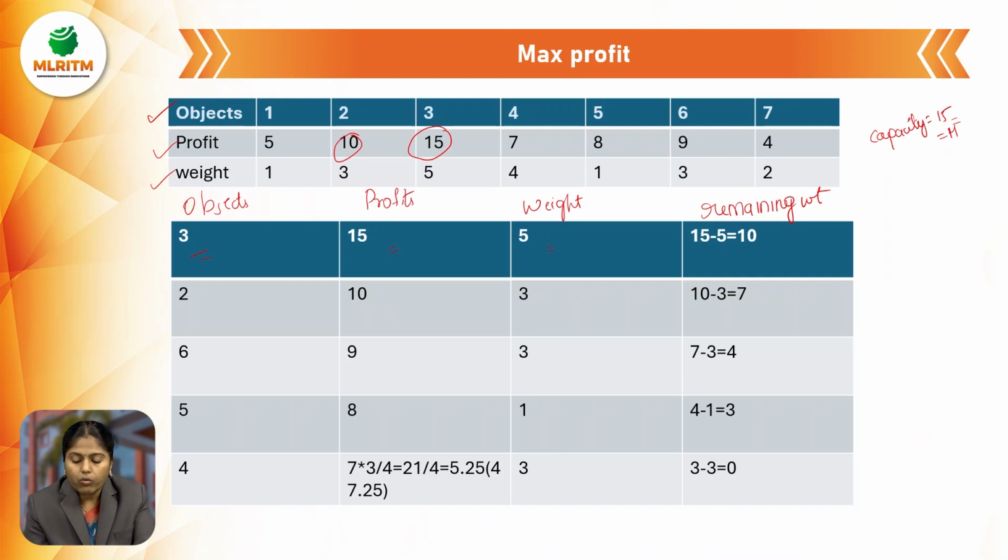Okay, now what you have to do, whatever we are getting, what is the remaining weight here? 10. Okay, from the 10 you have to deduct this 3. That is nothing but 10 minus 3 is equal to 7.